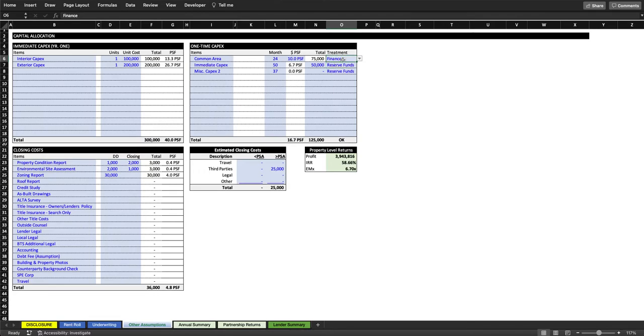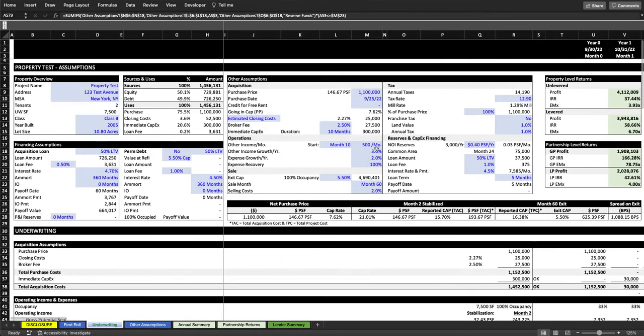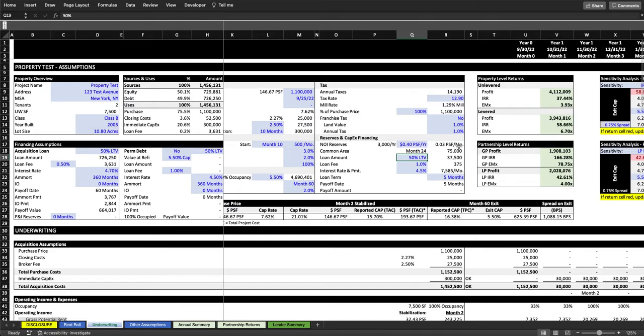So if you make this finance, then what happens is if you come back to the Underwriting tab, the reserve and CapEx financing section, you'll see it'll have common area here, and it'll show month 24, 75,000. You can then choose what the loan to value. So what equity do you need to pay of the 75,000? If you're saying 50%, that means you're paying 37,500 out of pocket, and then the remaining 50% will be loaned to you. You can choose the loan fee, the interest rate, and payment.